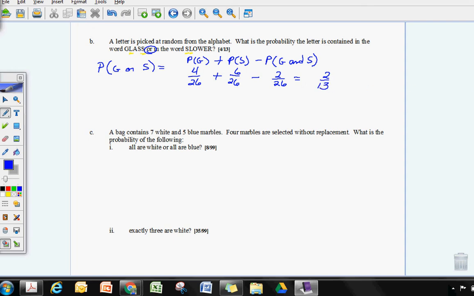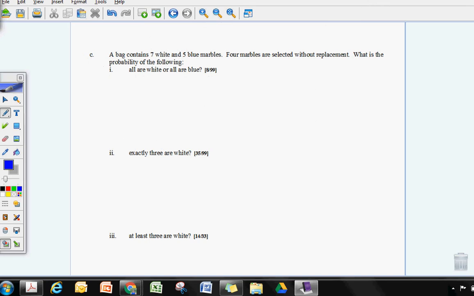Okay, so now we got a bag of marbles. And with the bag of marbles, it's got 7 white, 5 blue. We're picking 4 marbles without replacement. So I want to know the probability that all are white or all are blue. So probability of white or blue. Okay, so that means I'm going to have the probability of white. Probability of picking all white.